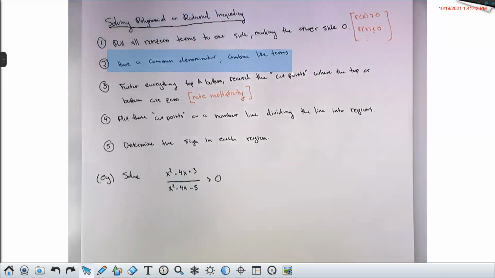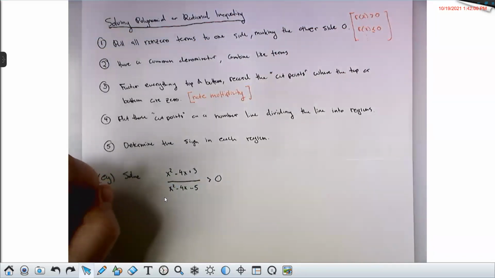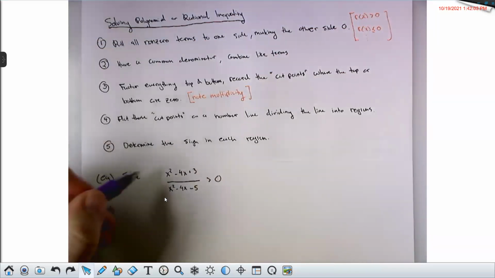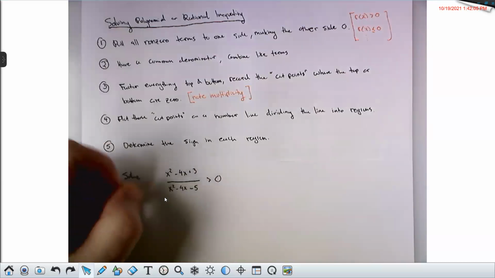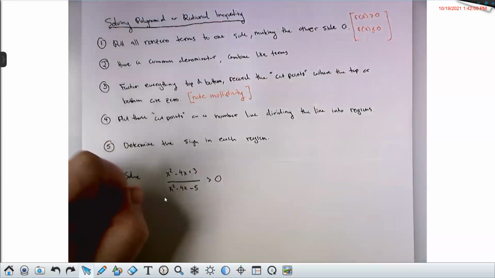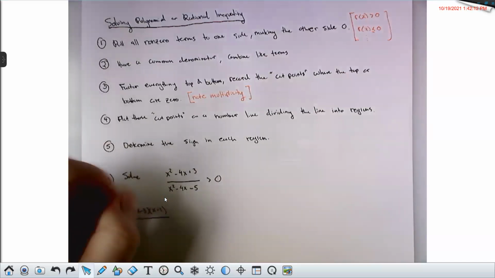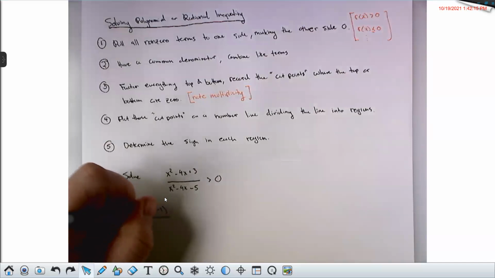Everything's already been put into a common denominator, right? It's all just one fraction. And all the like terms are combined. I've got all the x squareds together, all the x's together, all the constants together, top and bottom. So steps 1 and 2 are done. Our next move is to factor everything. So that top, that's x minus 3 times x minus 1. And that bottom is x minus 5 times x plus 1.